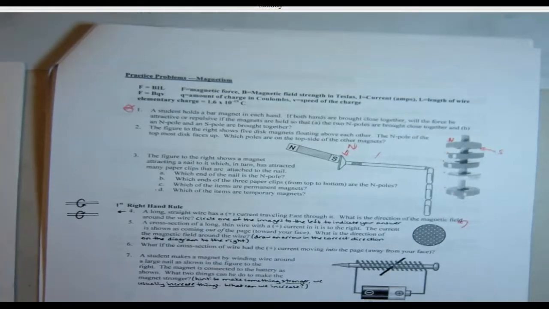Five. Cross section of a long thin wire with a positive current in it. There's so many ins, ises, and its. It's very hard. A cross section of a long thin wire with a positive current in it is to the right. The current is shown as coming out of the page towards your face. Which way is the magnetic field going?